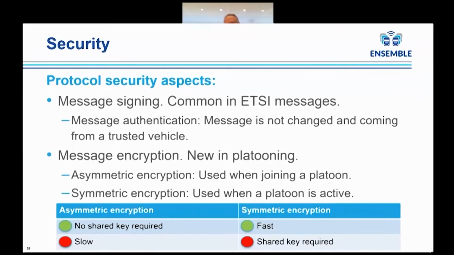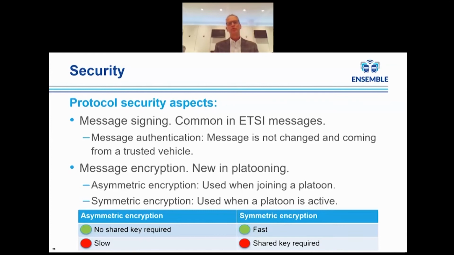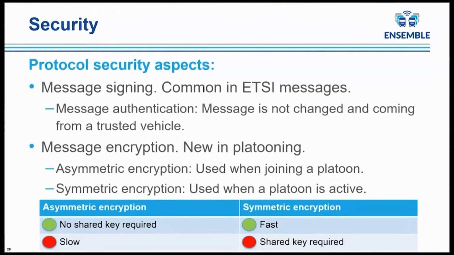Which aspects do we use to achieve these goals? Well, first of all, we use message signing, which is quite common within all types of ETSI messages, and it provides message authentication. Message authentication consists of two aspects, meaning the message cannot be changed. So from the moment it left the transmitter until the moment it arrived at the receiver, the message did not change, and the message is coming from a trusted vehicle.